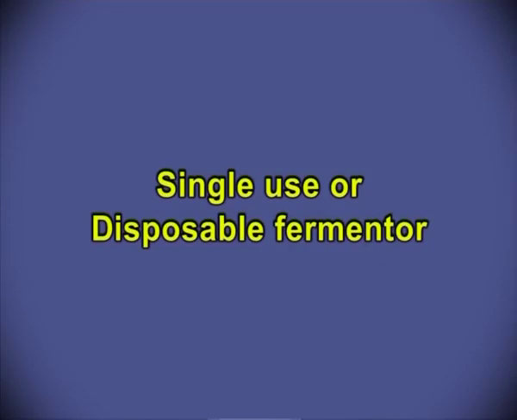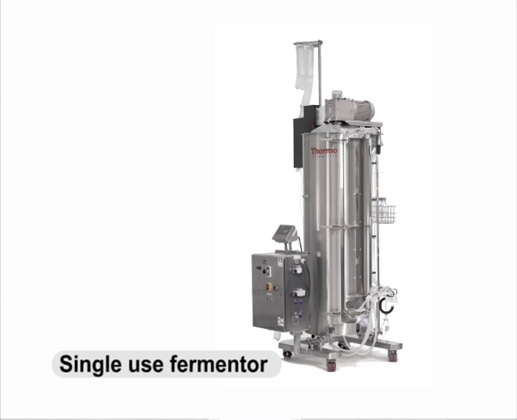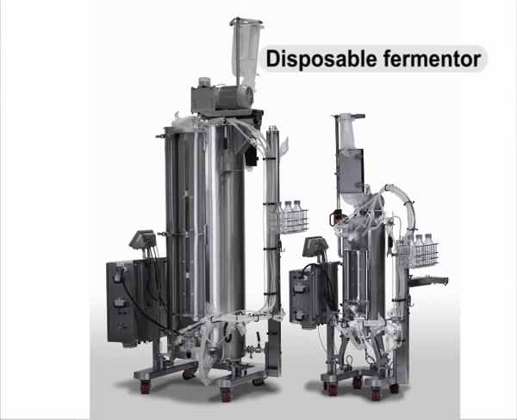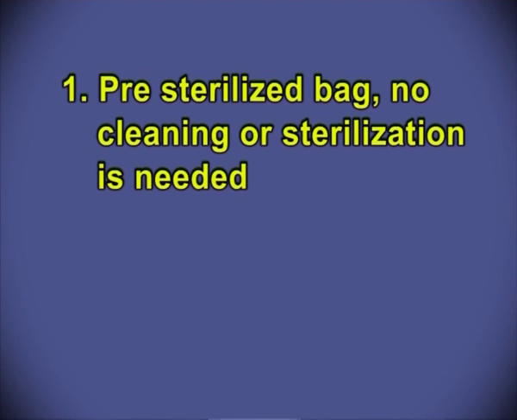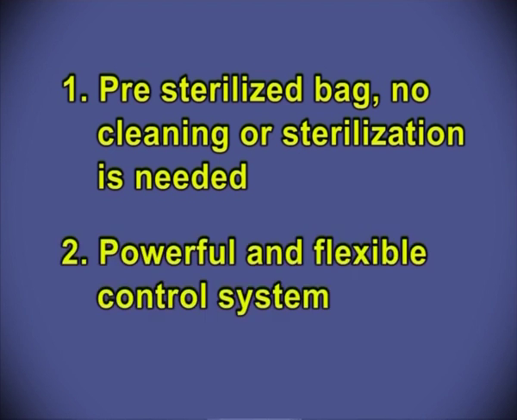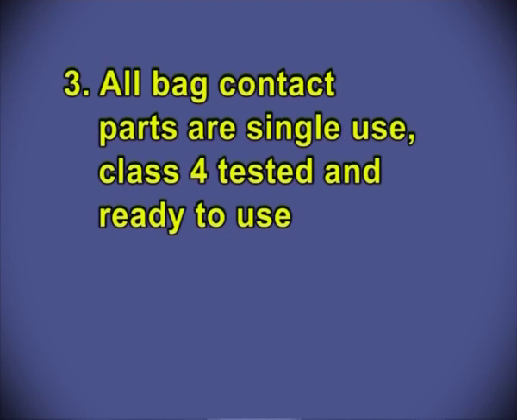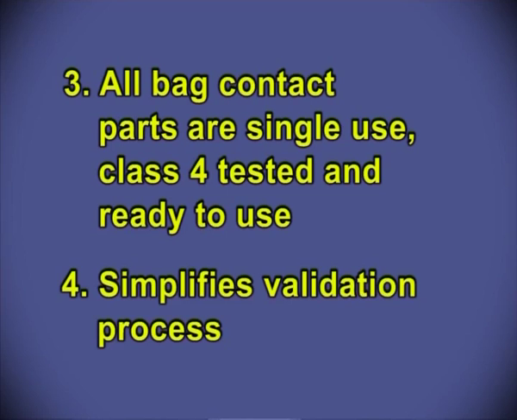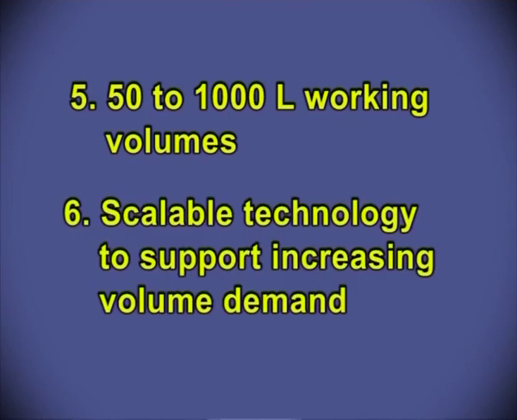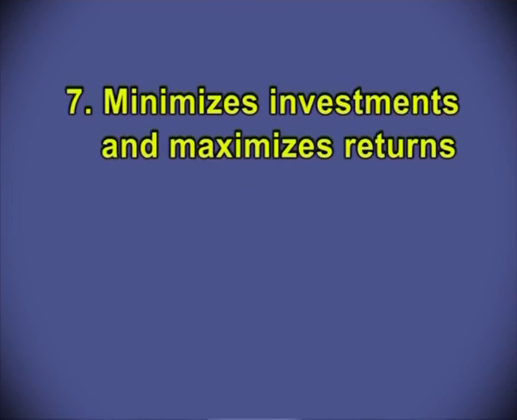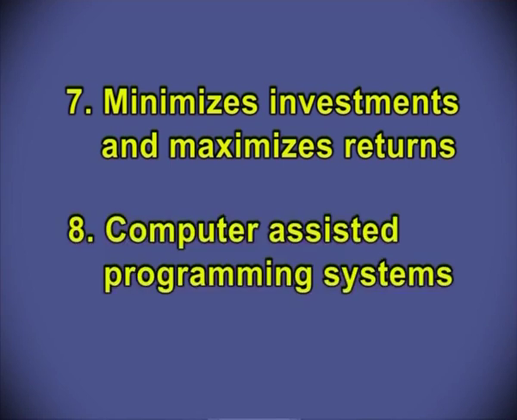Single use or disposable fermenter. Recently available single use or disposable fermenters have good productivity compared to classical multiple use bioreactors, having the following advantages: pre-sterilized bag, no cleaning or sterilization is needed; powerful and flexible control system; all bag contact parts are single use, class 4 tested and ready to use; simplifies validation process; 50 to 1000 liter working volumes; scalable technology to support increasing volume demand; minimizes investments and maximizes returns; and at last, computer assisted programming systems.